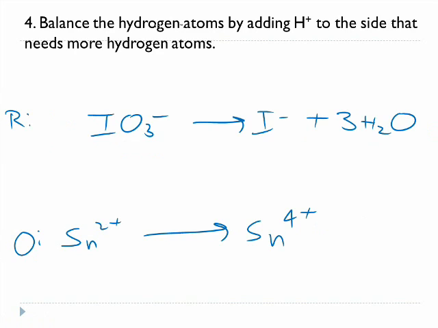Now we're going to balance the hydrogen atoms by adding protons to the side that needs more hydrogen atoms. In the reduction one, we can see that we're going to need more. We're going to need 6 more hydrogens on that side, so we're going to add 6 H+. So we're going to have equal hydrogens now. We have equal oxygens and equal hydrogens. And on the oxidation one, we don't have to do anything. We're all good there. So let's go on to the next step.